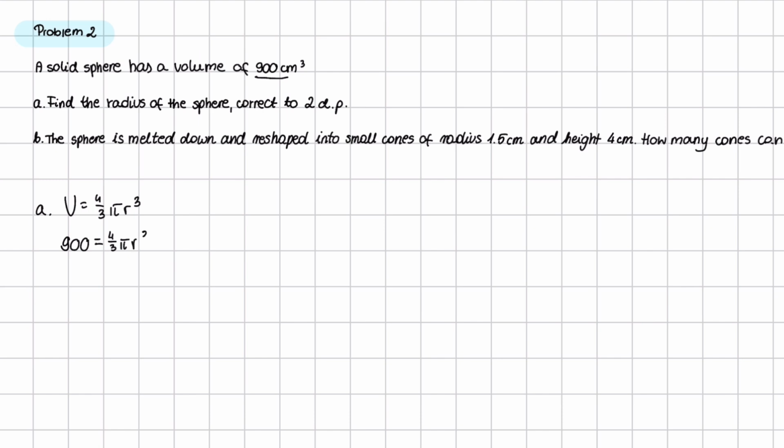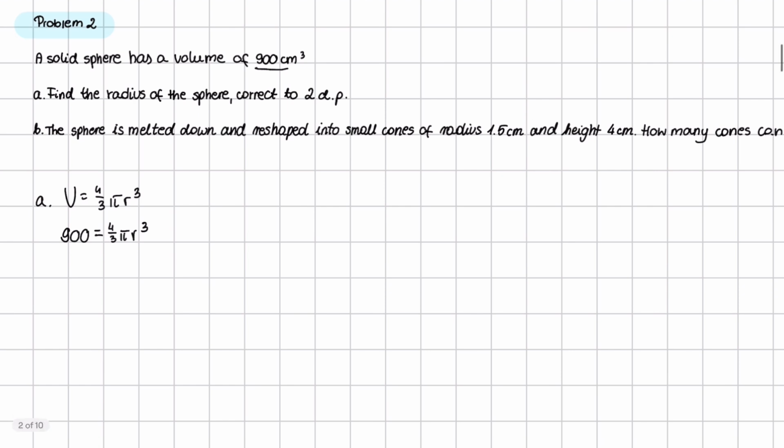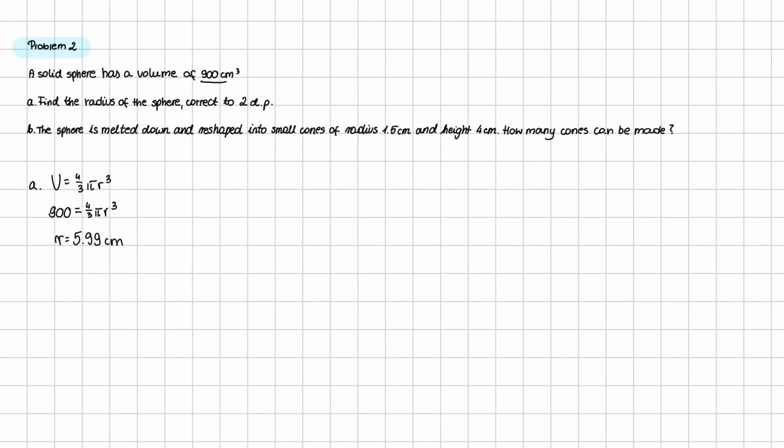And now we can find r, so the radius, from the solver, or if you want you can simplify it. However, it's not necessary. We only have to find the radius. And the radius is 5.99 centimeters. B. The sphere is melted down and reshaped into small cones of radius 1.5 centimeters and height 4 centimeters. How many cones can be made?